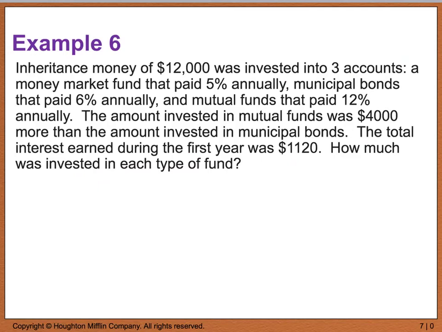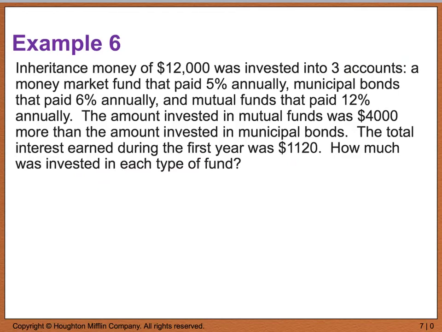Example 6 says that you're given inheritance money of $12,000 and you invested it into 3 accounts: a money market at 5%, municipal bonds at 6%, and a mutual fund that paid 12%, all of which were paid annually. The amount invested in your mutual funds was $4,000 more than what you invested in your municipal bonds, and the interest earned during the first year was $1,120. What we want to find out is how much you put in each one of the accounts.